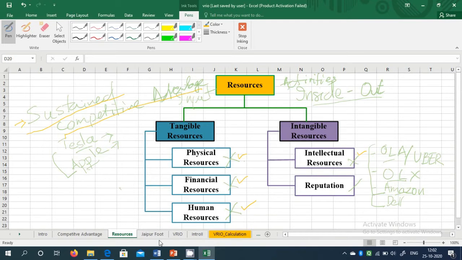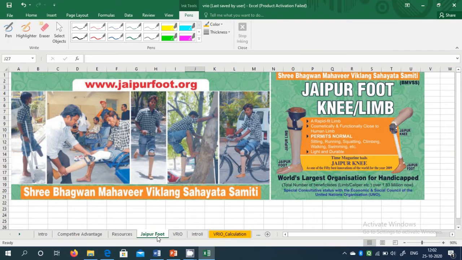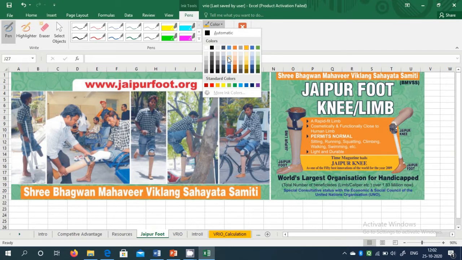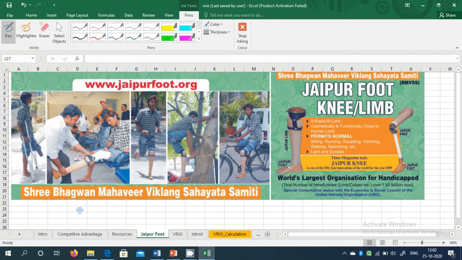One example over here I'll discuss: Jaipur Foot. You can see one person who is not able to walk coming over here, and how they make the prosthetic foot, being assisted by the medical personnel. They are able to make the person not only walk, but he is able to run now, he is able to climb a tree, he is able to ride a bicycle. And this is what we call an innovative one.